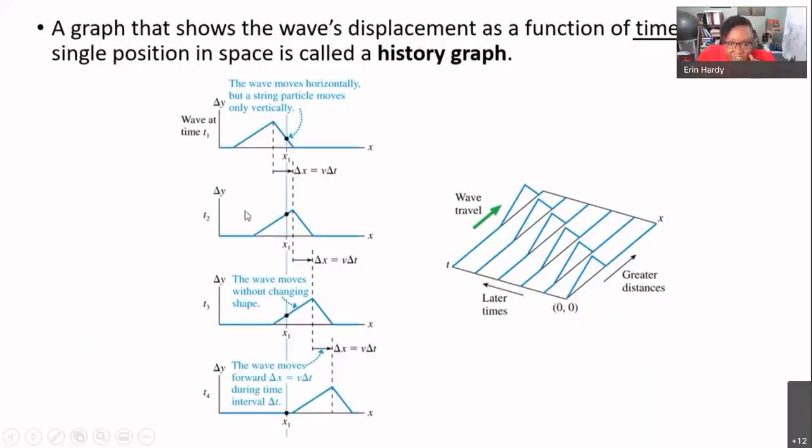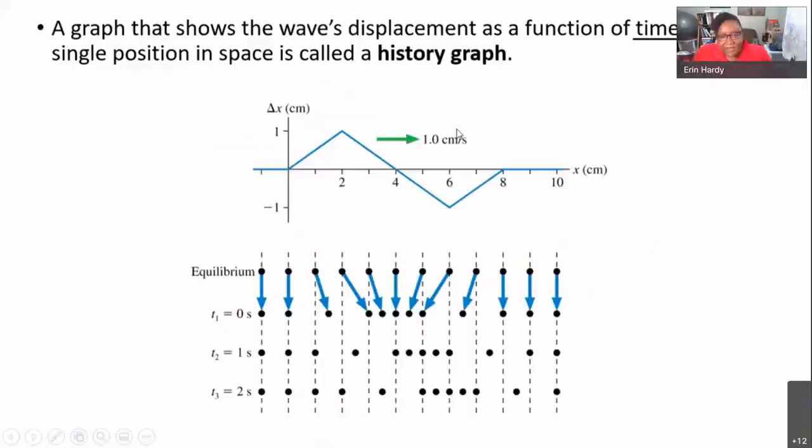Then if you take your slides from t1, 2, 3, and 4, what you are watching is the disturbance pass through just that one section of the rope. So if you lined all of these up together, because the x-axis is the same for all of these, and then you are just lining them up from earliest time to latest time, you would get to see how that one section of string behaves over time.